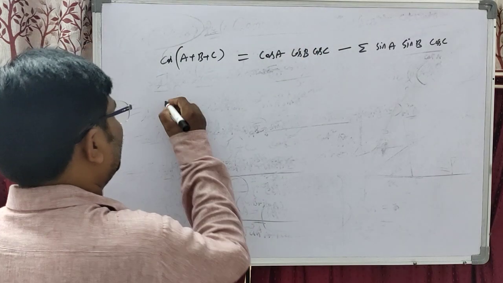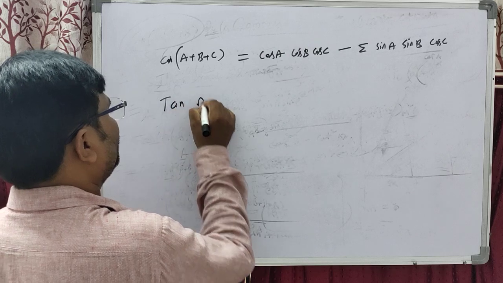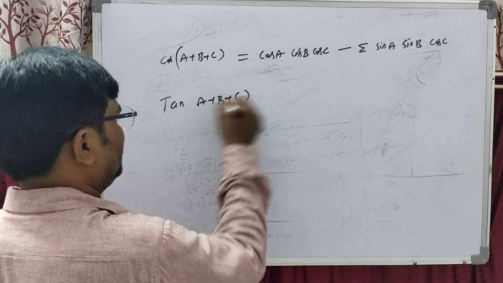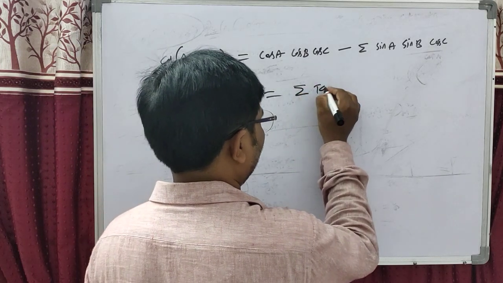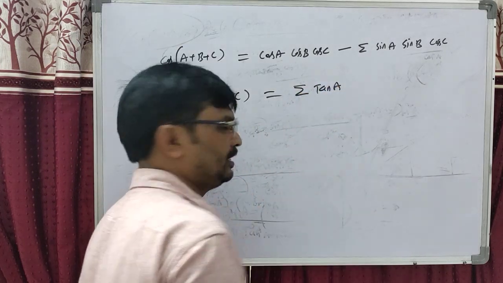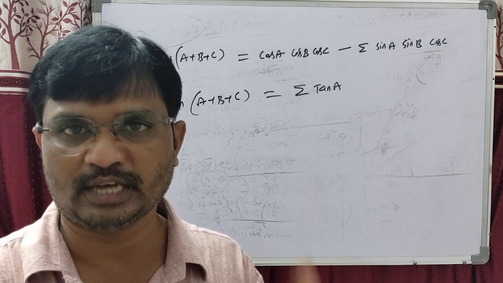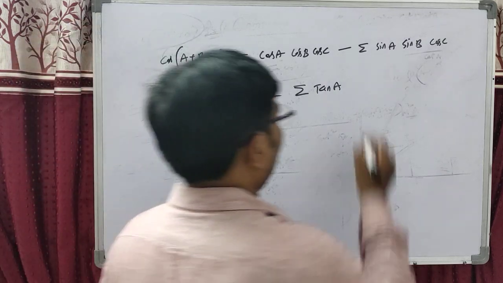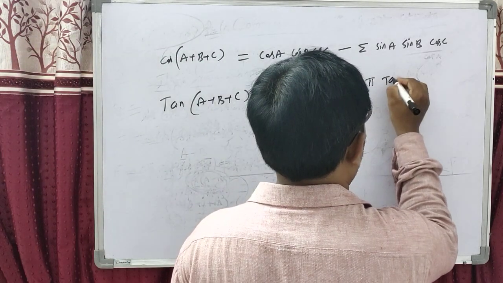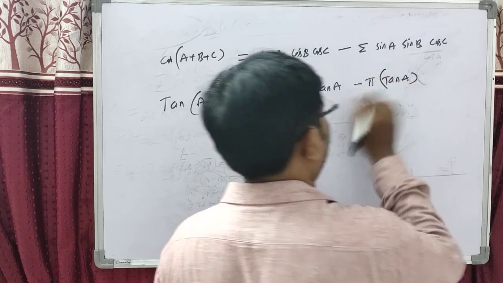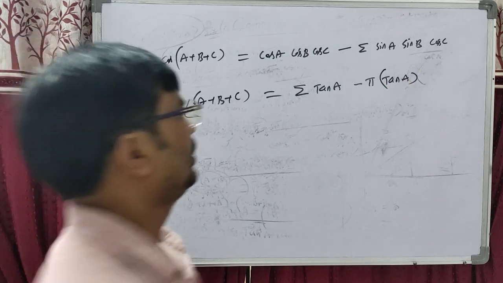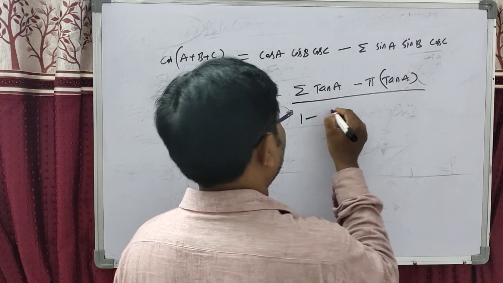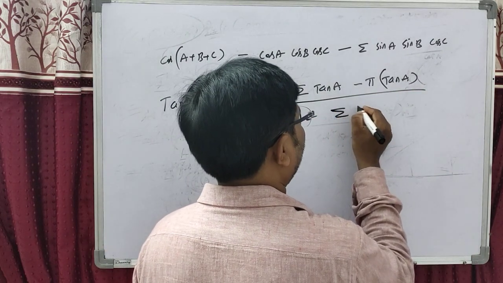My dear students, now the tan of A plus B plus C. Dear students, this is sigma tan A minus pi tan A upon 1 minus sigma tan A tan B. What is the meaning of sigma tan A, dear students? Tan A plus tan B plus tan C. And pi tan A is tan A into tan B into tan C.